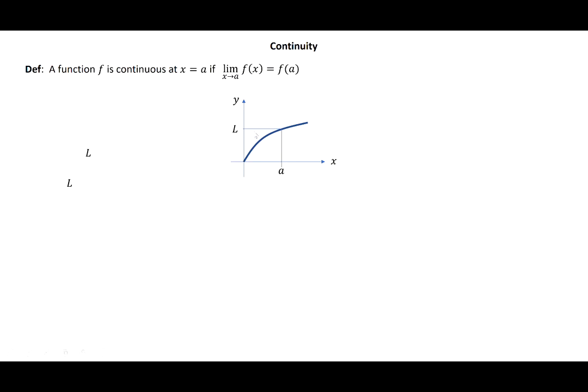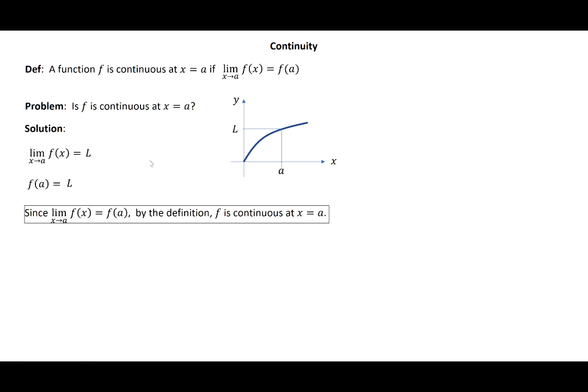Do you know what the limit of f of x as x approaches a is in this case? Clearly L. Do you know what f of a is? L. Done. The limit of f of x as x approaches a is L, and f of a is L. So, according to the definition, this function must be continuous at a. As simple as that. Piece of cake, right? Since the limit equals f of a, by the definition f is continuous at x equals a.